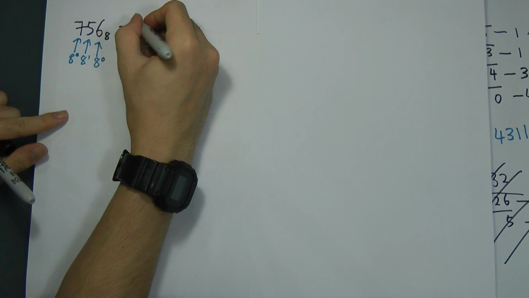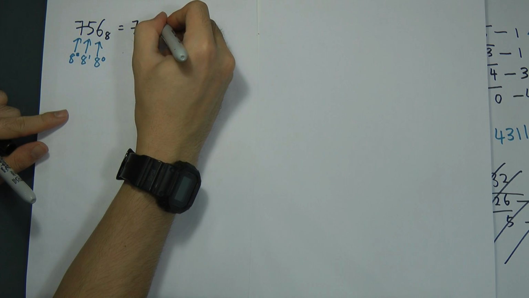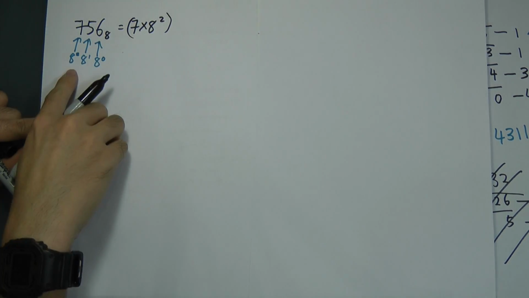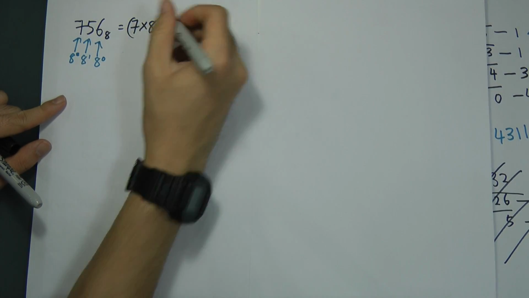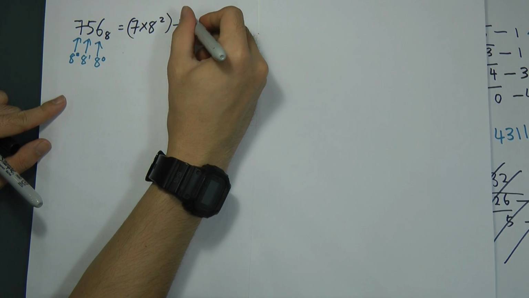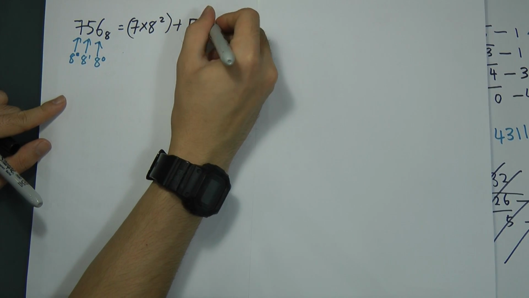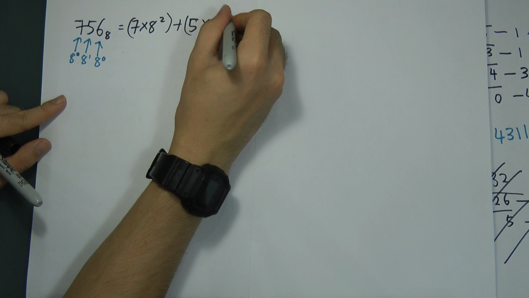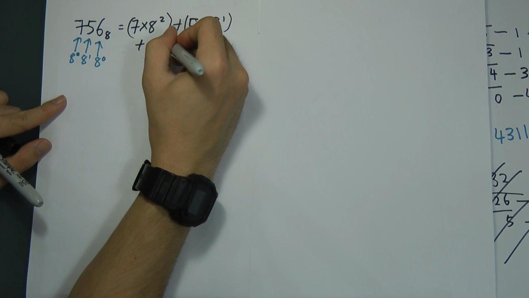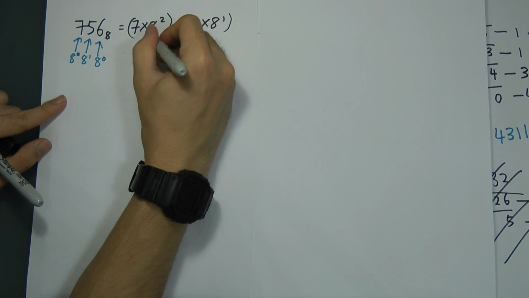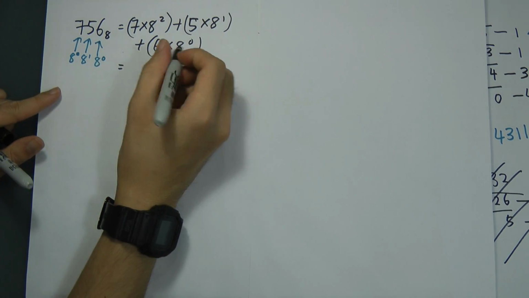So it will be 7 multiplied by 8 to the power of 2, plus 5 multiplied by 8 to the power of 1, and then plus again 6 multiplied by 8 to the power of 0. You just sum it together.